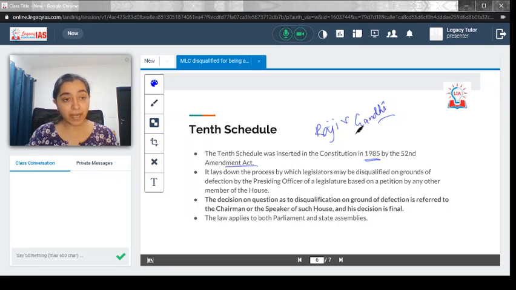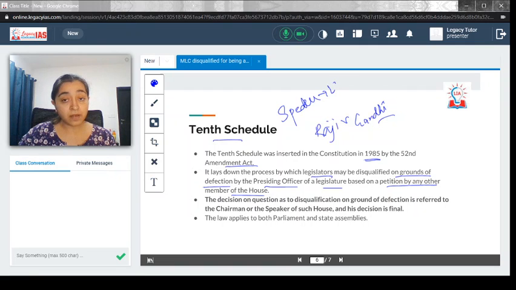To stop such kind of behavior, the anti-defection law was put into picture, and it inserted a new schedule in the Constitution known as the 10th Schedule. It lays down the process by which legislators may be disqualified on the grounds of defection by the presiding officer of a legislature based on a petition by any member of the house. So any member of the house could raise a concern to the presiding officer, which is the Speaker in case of Lok Sabha and the Chairman in case of Rajya Sabha.